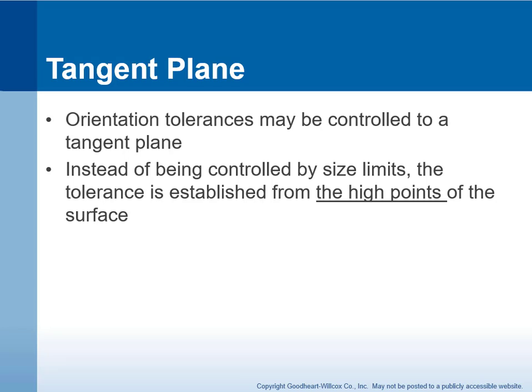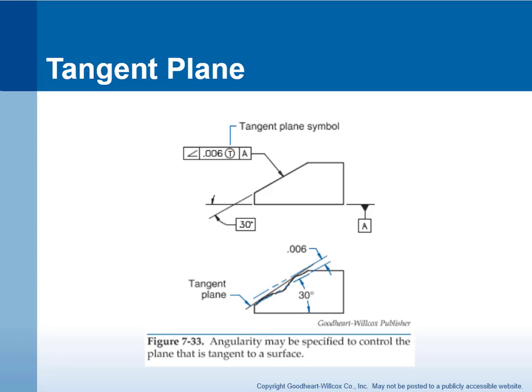Tangent plane. Orientation tolerances may be controlled to a tangent plane. So instead of being controlled by limits of size, the orientation is established from the high points of the surface. This is how that's done. Essentially, we put this T modifier in the tolerance. That's the tangent plane symbol. What that says is, we have the 30 degrees here, we come over here, we find the high spot, and that high spot dictates the tangent plane. That's what that means.